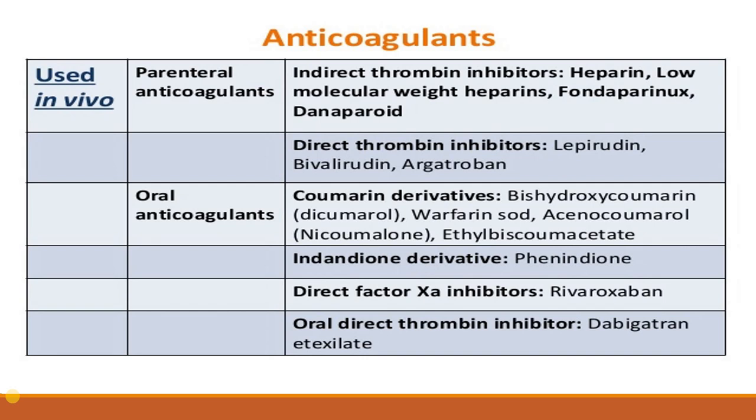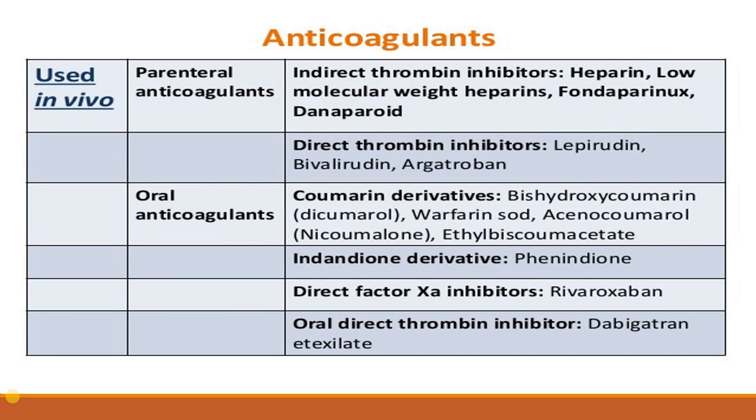Next, oral anticoagulants. So what are the oral anticoagulants we take orally? First one is coumarin derivatives. That's bishydroxycoumarin, dicoumarol and warfarin sodium, acenocoumarol and nicoumalone, ethyl biscoumacetate. All are coumarin derivatives.